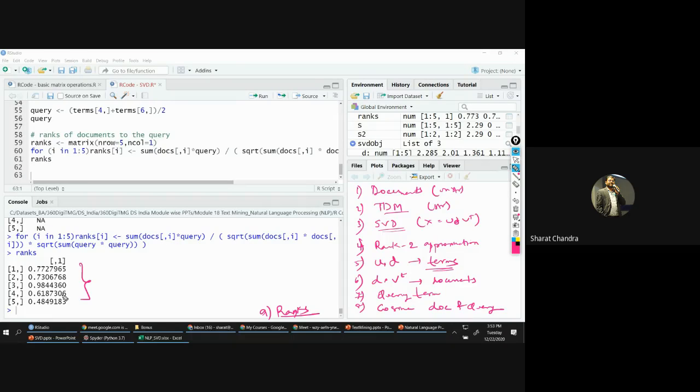So LSI, latent semantic indexing. We are trying to extract hidden patterns. Latent means hidden, right? So we're trying to identify hidden patterns by doing the indexing to the documents. So this is about LSI, a topic modeling concept in textual analytics.